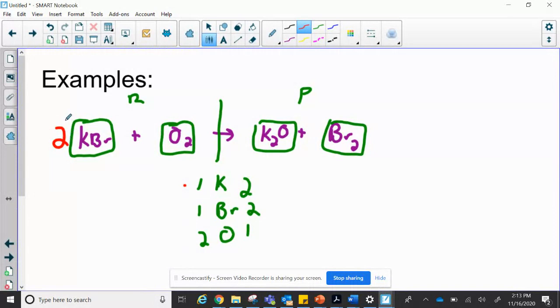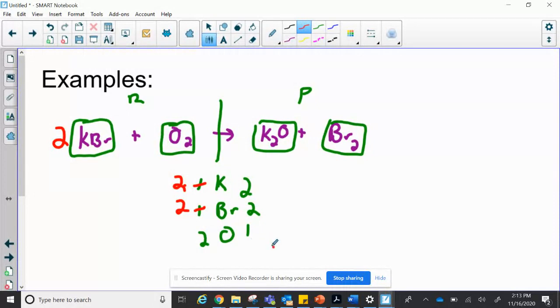So I'm going to recalculate. 2 times K is, I got rid of that 1, now I have 2 Ks. 2 times Br, I get rid of that 1, now I have 2 Br. So this is just me keeping track. This is my new count. I still have 2 oxygens on this side. Okay, so now my Ks and my Brs are even, but my Os aren't.